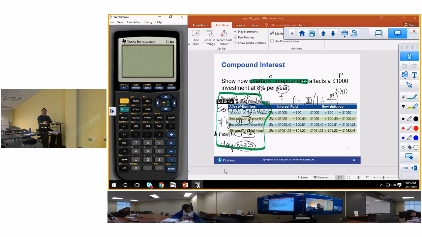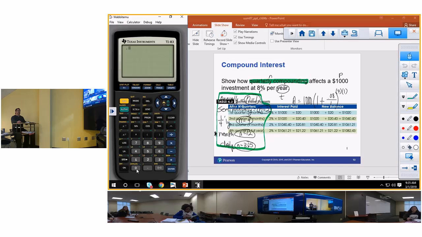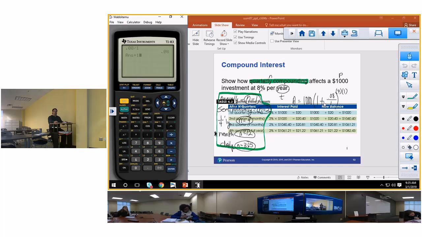All right, so I'm going to do 0.08. You work your way from the outside in. 0.08 divided by 1. Of course, it's 0.08. And then what are we going to add that to? 1. You read the formula right here. 0.08 divided by 1 plus 1.